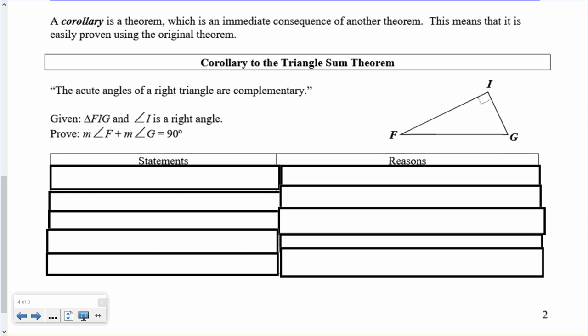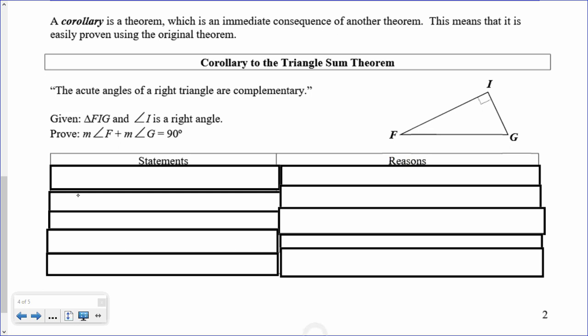This is called the corollary to the triangle sum theorem. It states that the acute angles of a right triangle must be complementary. In other words, because in a right triangle you have one right angle and 2 acute angles, they're saying that these two have to add up to 90. That makes sense, right? If you already have a 90, the other two have to add up to 90 to get to your full 180. So we're going to prove that.